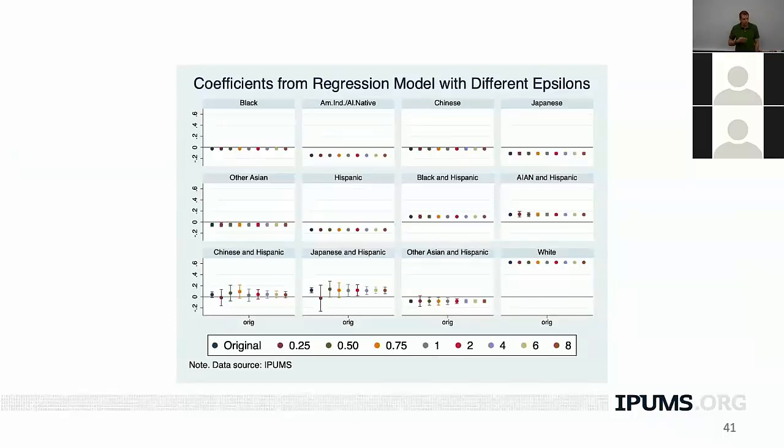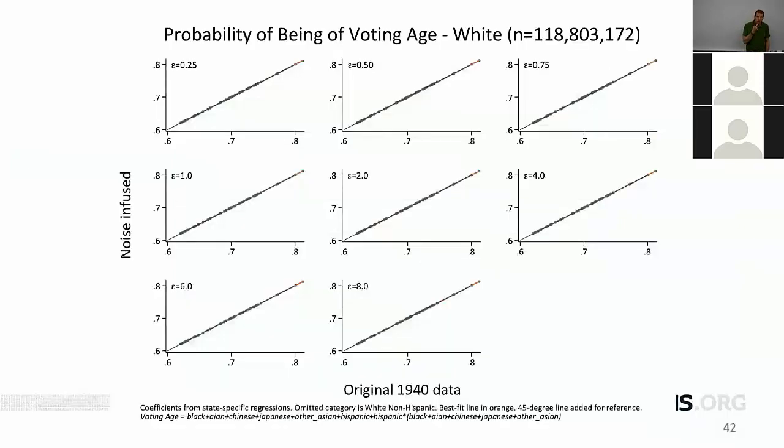This was just our first crack at what it looks like to analyze these data at the microdata level. After doing the nationwide, we wanted to figure out what this looked like at the state level. So we ran that same regression model for each state individually, and each dot on this plot is the state beta coefficient for the probability of being voting age and being white. There are 118 million whites in the data set, and each panel is a different value of epsilon.